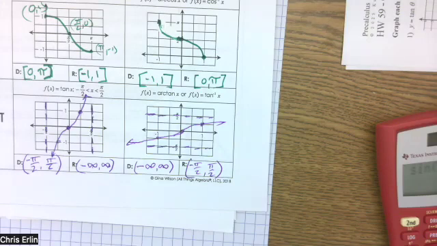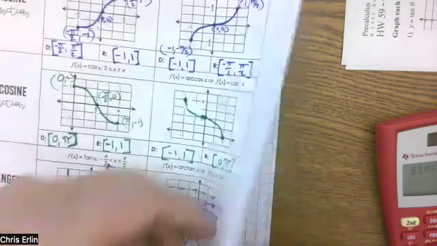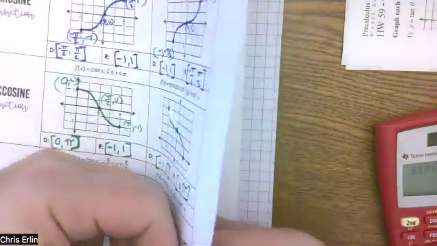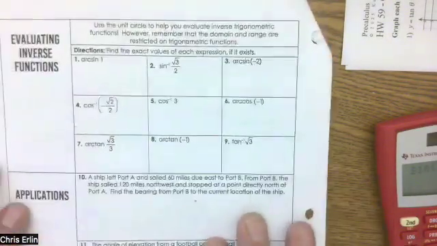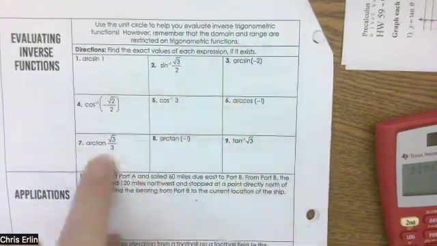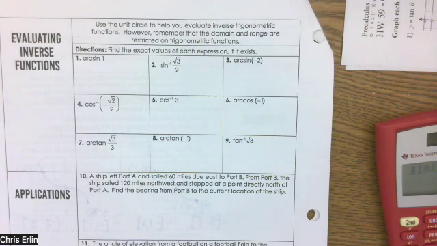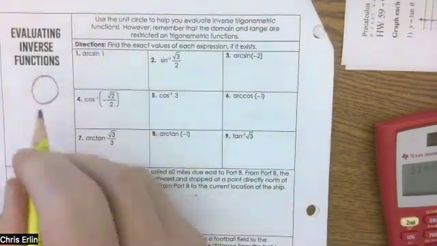Now, the whole point of this is so that you can correctly interpret arctangent, arcsine, arccosine applications. So flip to page 2, please. And this is what you're supposed to be able to do. Arcsine of 1. So let's take a unit circle.